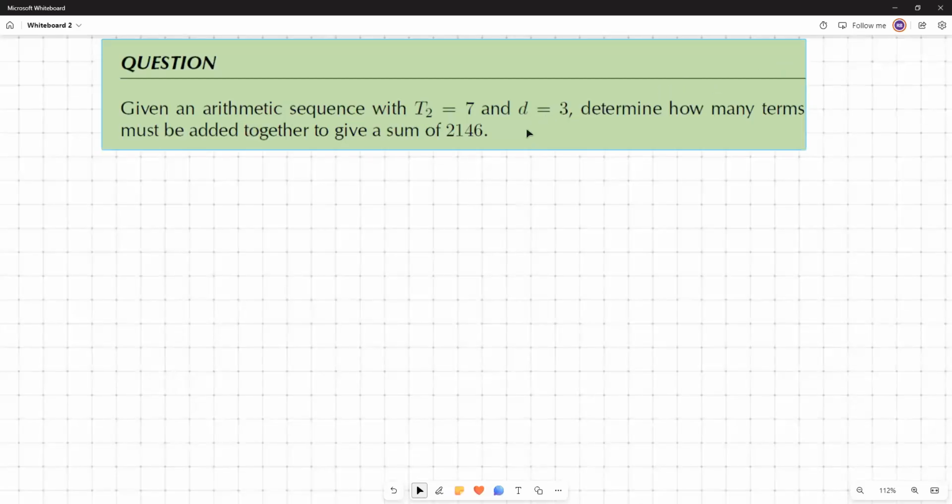In this video, we're going to be looking at the sum of an arithmetic or linear number pattern. Without wasting time, let's get to it.